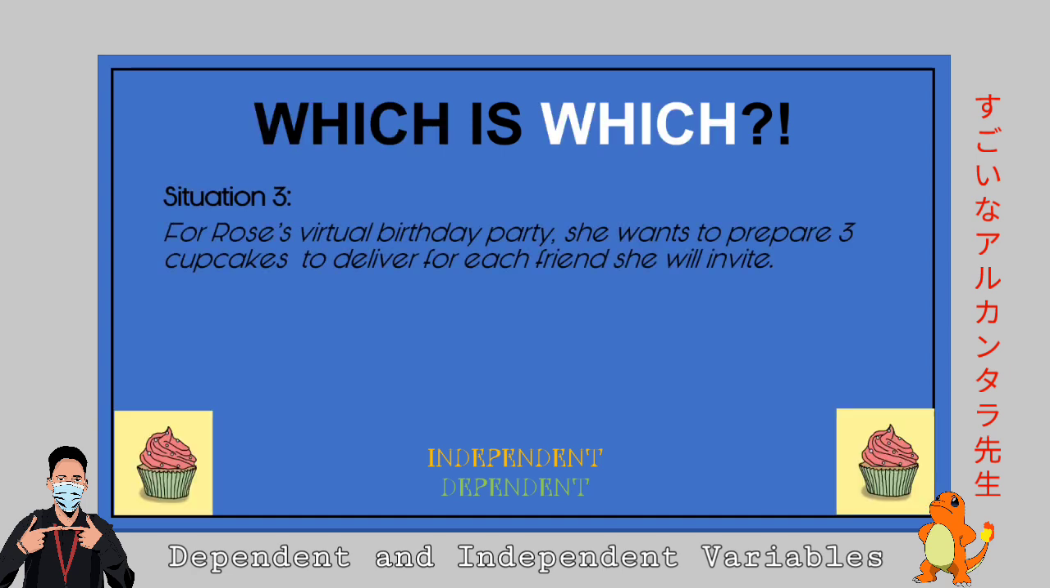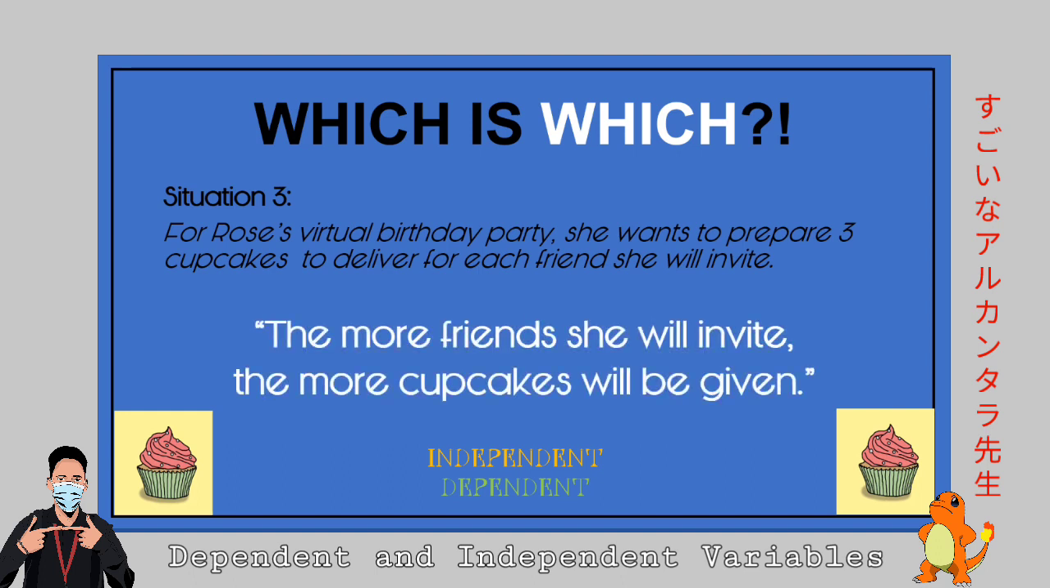Next, now we have Rose, who's having her virtual birthday party. She wants to prepare 3 cupcakes to deliver for each friend she will invite. So the independent variable here, again, is the friends, and the cupcakes is the dependent. The reason for that is because you are preparing cupcakes based on the number of friends that you will invite. It's not that you're going to prepare cupcakes and the number of friends depends on it.